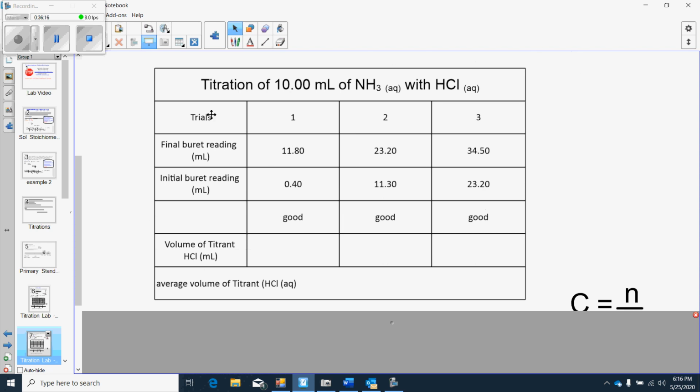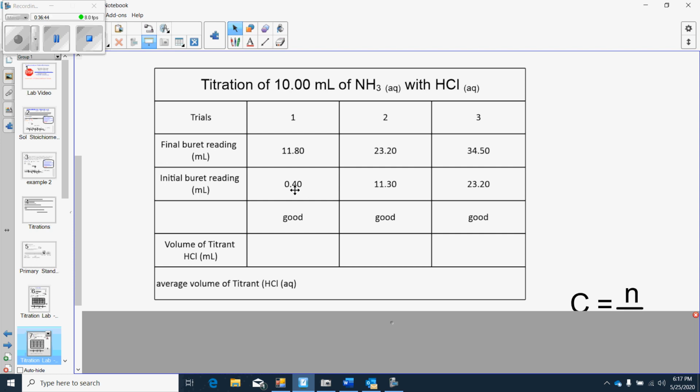So here's the table again. Remember, the title is important: titration, 10 mL ammonia with HCl. We have HCl. This is a weak base and this is a strong acid, so we're going to have an endpoint higher than 7. Our pH curve would start high, not as high as 14, it'd be a little lower.